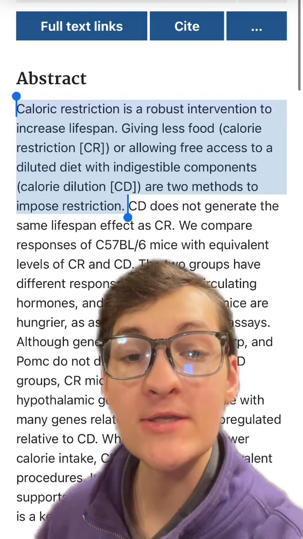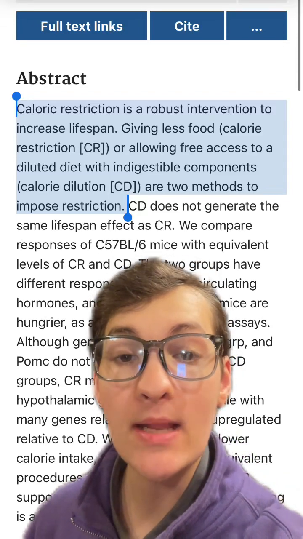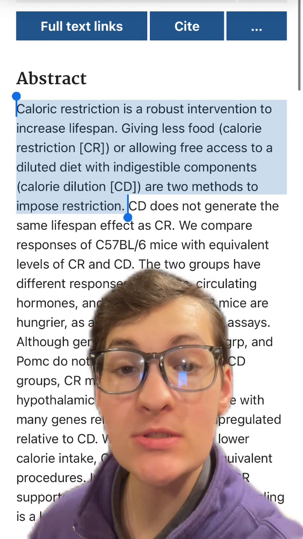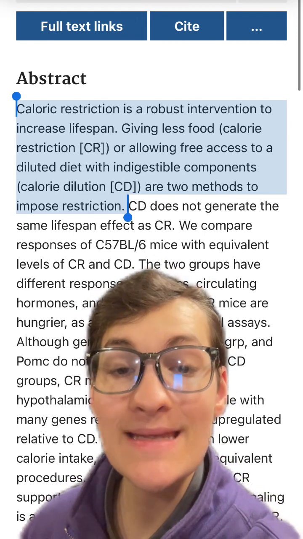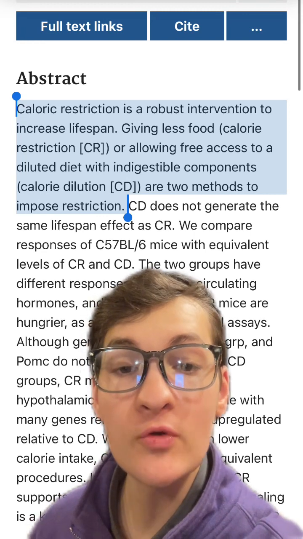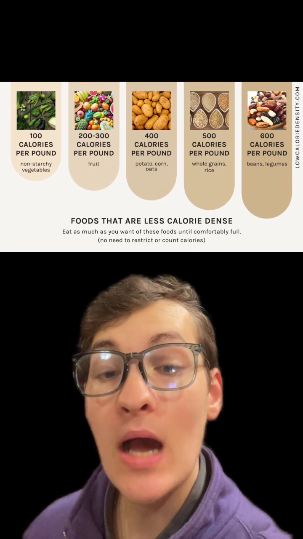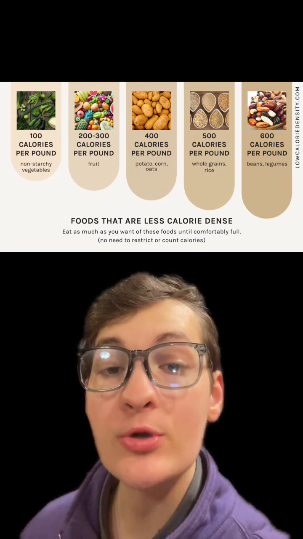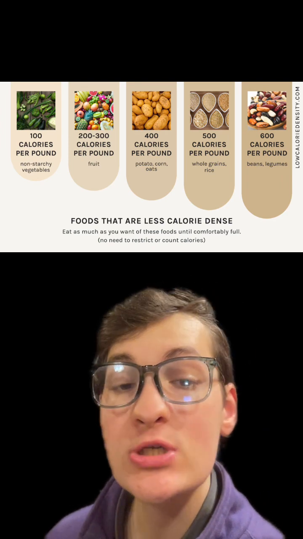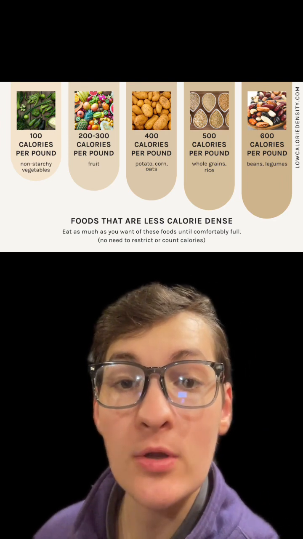Let's take a second to talk about the difference between calorie restriction and calorie dilution. Calorie restriction is quite literally the process of eating fewer calories, whereas calorie dilution is the process by which we reduce the amount of calories per volume of food that we are consuming. For example, because vegetables have about 100 calories per pound, they are more calorically dilute than beans and legumes, which contain about 600 calories per pound.